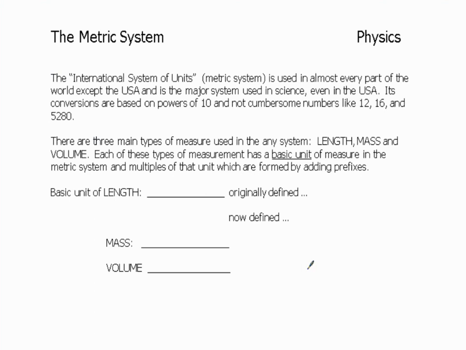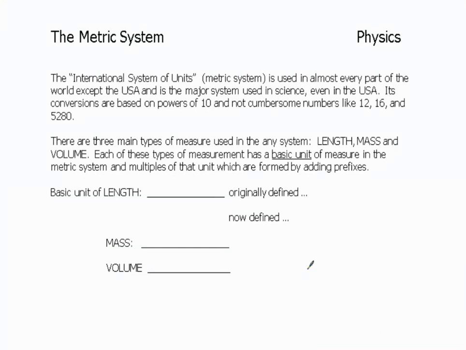Its conversions are based on powers of 10, which is why science prefers it, and it's not cumbersome numbers like 12, 16, or 5,280. There are 3 main types of measure used in any system: length, mass, and volume. Each of these types of measurement has a basic unit of measure in the metric system, and multiples of that unit, which are formed by adding prefixes.